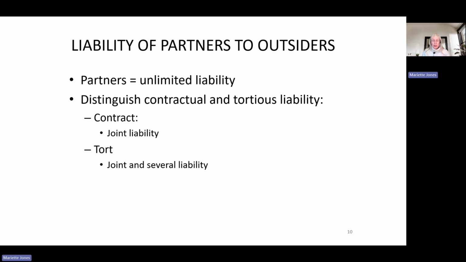Partners are jointly liable for the firm's contractual liability or contractual debts, and they are jointly and severally liable for torts committed by any partner in the course of business. This means that a claimant can sue any one partner for the entire loss, leaving that partner to recover contribution from others. Let me briefly refresh your memory on what these forms of liability mean.